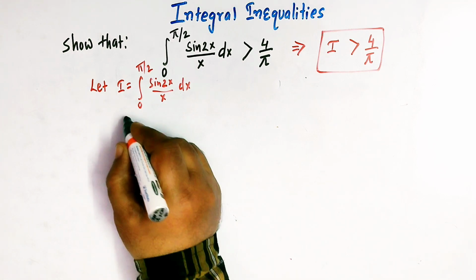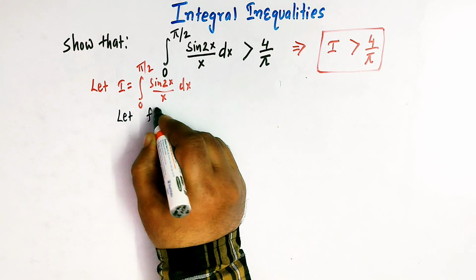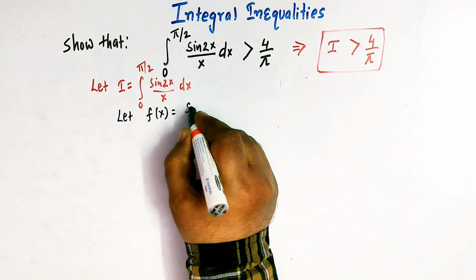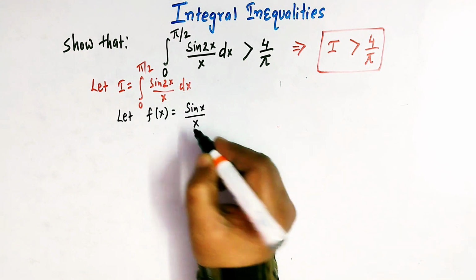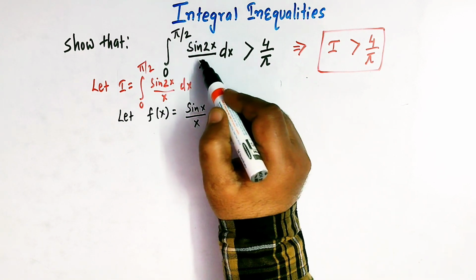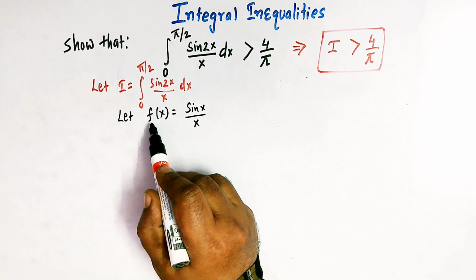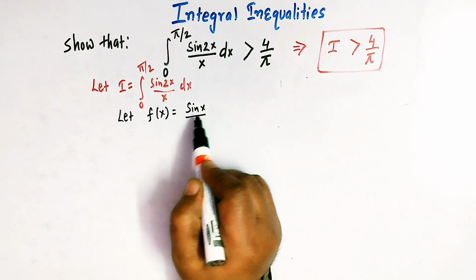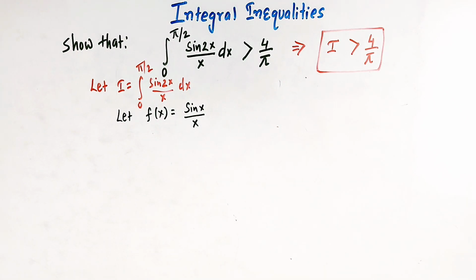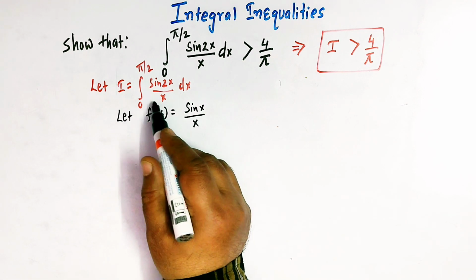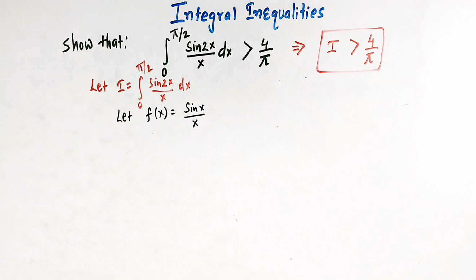So now let us consider a function f of x is equal to sine x over x, right? Now see, in the integrand we have the function sine 2x over x, but here we are assuming the function f of x as sine x over x, right? And here we'll apply the concept of derivative and the concept of increasing and decreasing functions to show that this function f of x is a decreasing function.